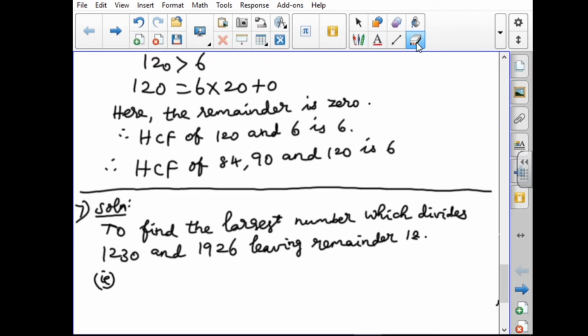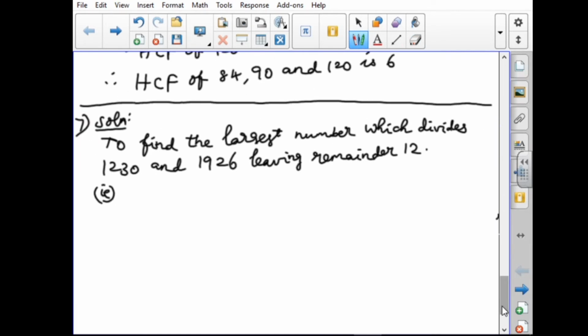So first you have to subtract the given remainder. 1230 minus 12 means we get 1218. The second number, 1926 minus 12 means we get 1914. Because these 2 numbers include that remainder also, we have to subtract it first. So we get the original numbers. Now we are going to find out the HCF of these 2 numbers.